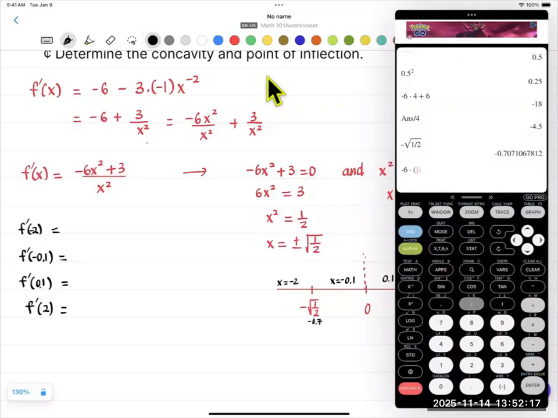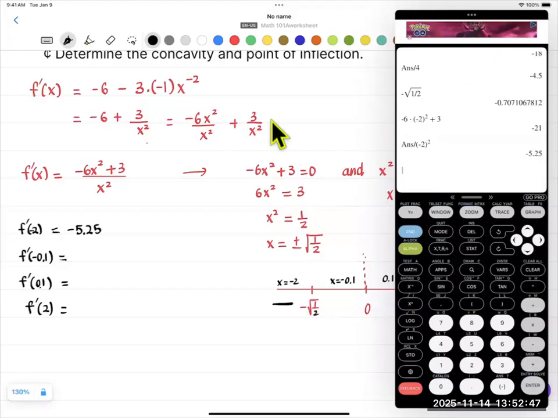So negative 2 squared plus 3, and then over negative 2 squared. So that will give us a negative number, negative 5.2. And again, this number, we don't care what number it is. We just need to know the sign within that interval. When x equals negative 2, this will give us a negative value. So this is negative. And then between negative root 2 and 0, we will have negative 0.1.